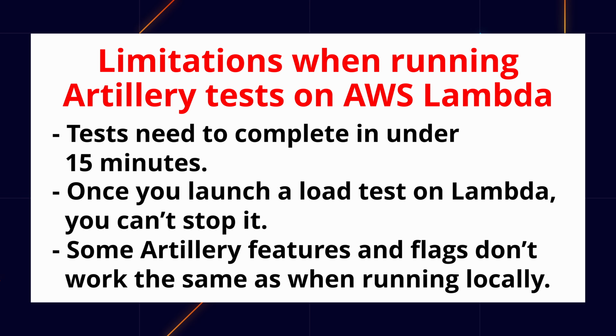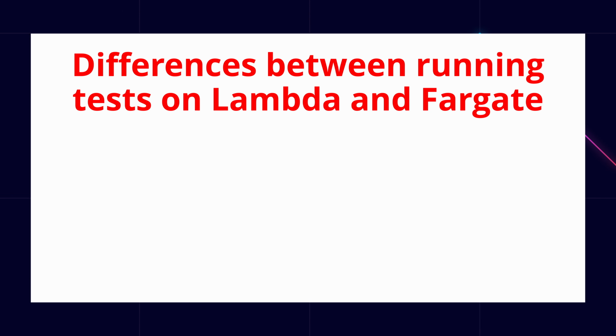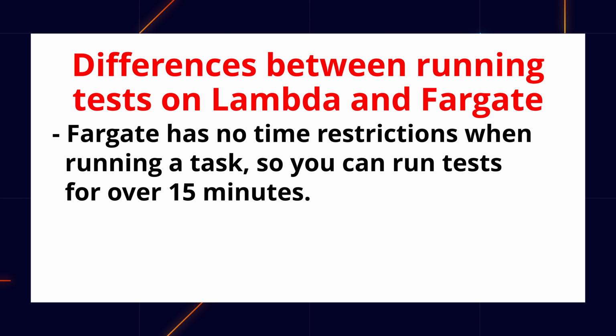Another thing to keep in mind is that some Artillery features work differently or aren't available when running your tests on Lambda. Now that we've seen how Artillery runs your tests on AWS Lambda, let's see how they run on ECS Fargate. Running your Artillery tests on Fargate works similar to running them on Lambda, but without the limitations I just mentioned. The main reason for choosing Fargate is that it has no time restrictions when running a task. So if you need to run an Artillery load test for over 15 minutes, you'll need to use Fargate.